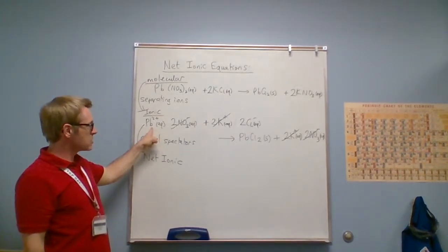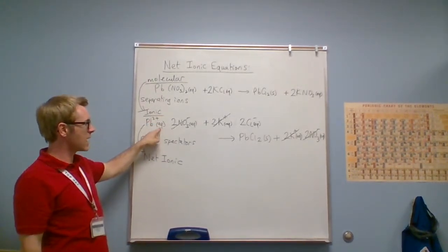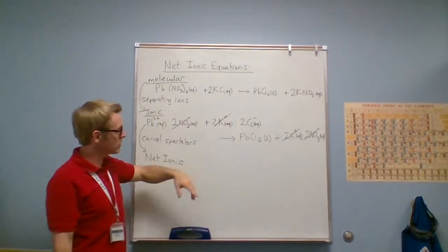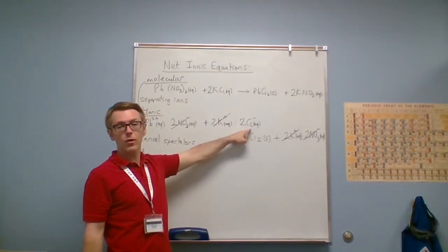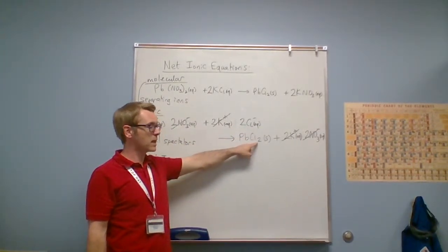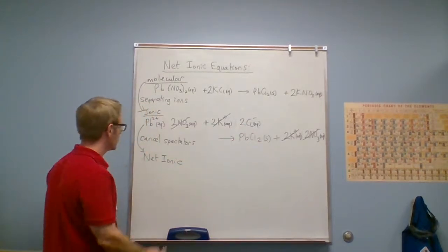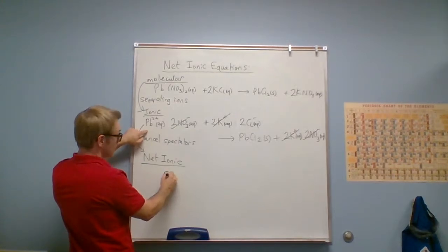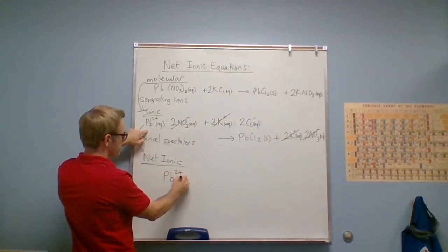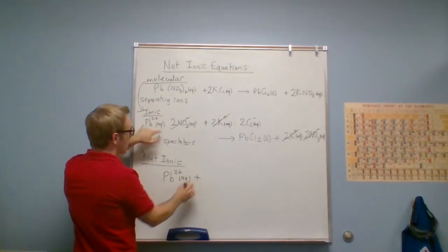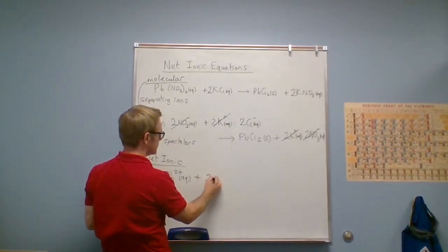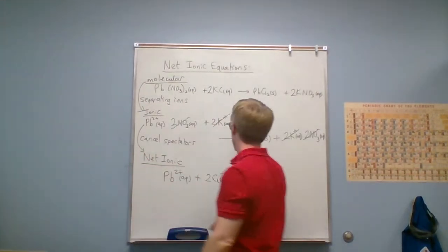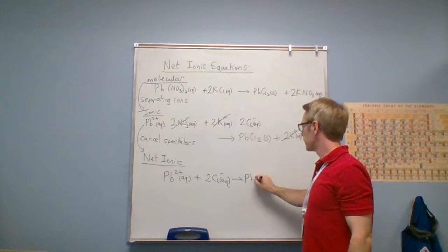Lead does change because here it's a cation, it's an aqueous cation. Here it's part of a solid, so that's different. Likewise, here I have 2 chloride anions, but here it's part of a solid, so they're different. So my net ionic equation is what's different. So it's Pb2+ and 2Cl-. And they come together to give my product.